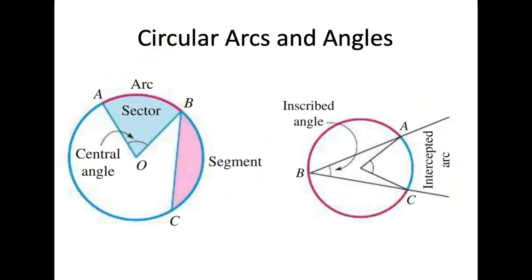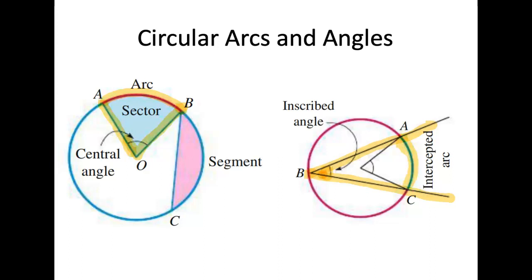Some other terms that we need to be aware of are arc, sector, segment, and central angle. A central angle is an angle whose vertex is at the center of the circle. So this angle AOB is a central angle. The measure of a central angle is going to be the same as the measure of its intercepted arc. Now, an inscribed angle is different. This angle ABC is an inscribed angle whose vertex lies on the circle, and its measure is half of the intercepted arc.